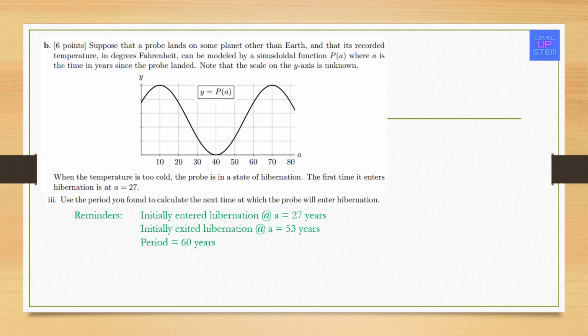So if it initially began hibernation at 27 years, we know that in 60 more years it will begin hibernation again. So just 27 years plus 60 years equals 87 years since the probe landed. And boom, that's your answer.